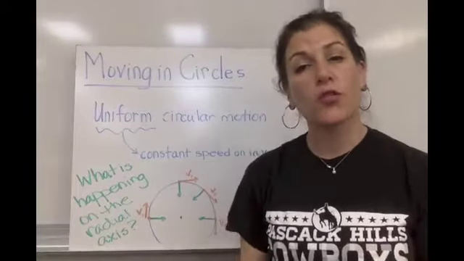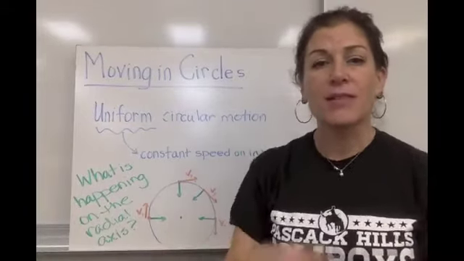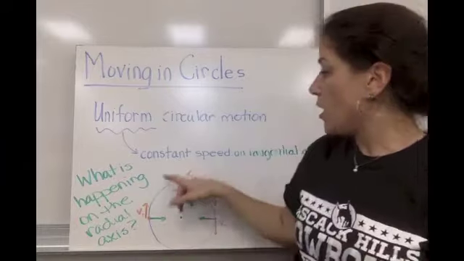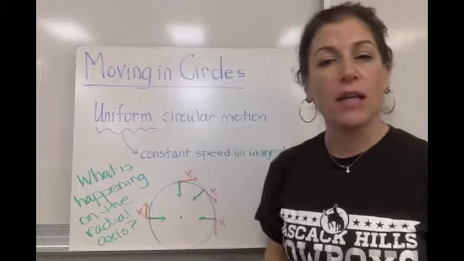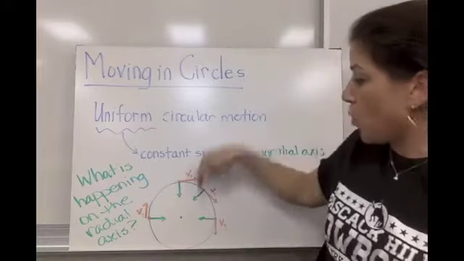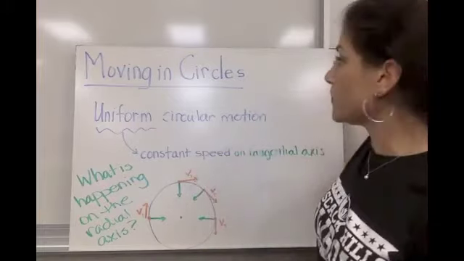So when we're moving in uniform circular motion, we're moving at constant speed in a circle. The tangential velocity doesn't change. So what's happening along the radial axis, the one pointing towards the center?